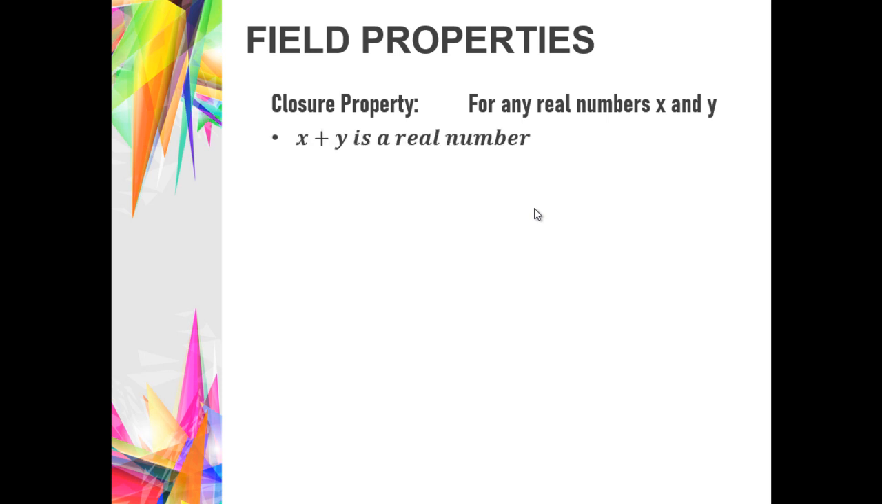Moving on with our discussion to field properties. First, we have closure properties. The closure property states that for any real numbers x and y, x plus y is a real number and x times y is a real number. What it means is that when you are adding or multiplying real numbers, the answer is also a real number.